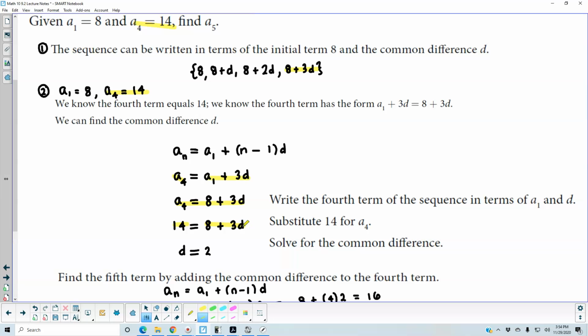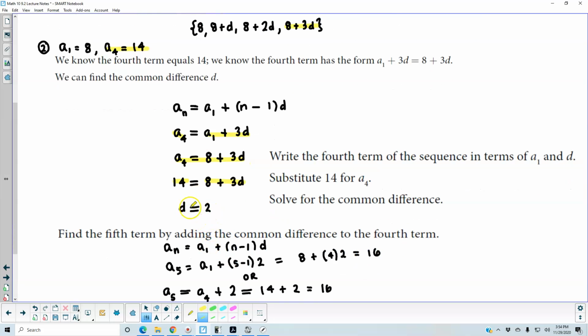Now we can solve for d by isolating d. So we're going to subtract 8 from both sides. So 14 minus 8 is 6. And then we're going to divide by 3. So 6 divided by 3 gives us 2. So now we figured out that the common difference is equal to 2.